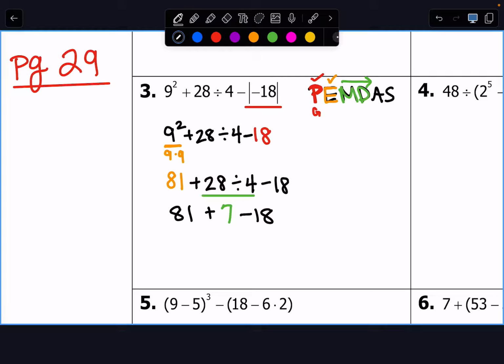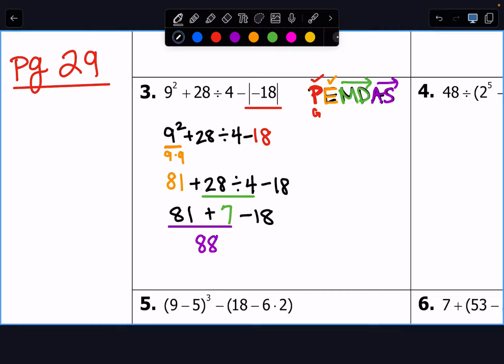Now we have our addition and subtraction from left to right. So we can go from left to right. 81 plus 7 is 88. Then we can say 88 minus 18 is what? 70. Yeah, because if we take 88 minus 18, we get 70.